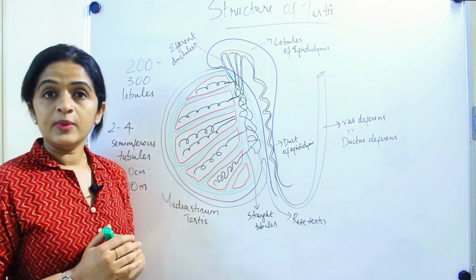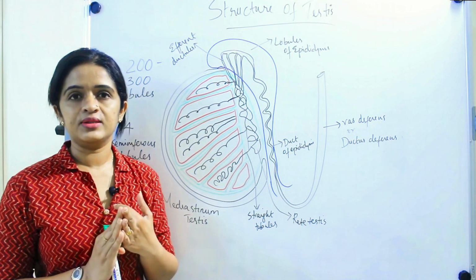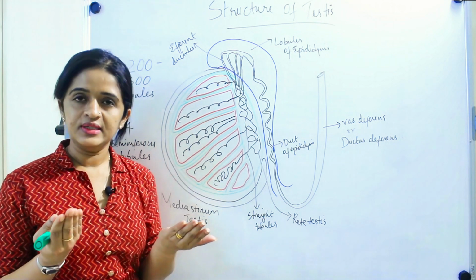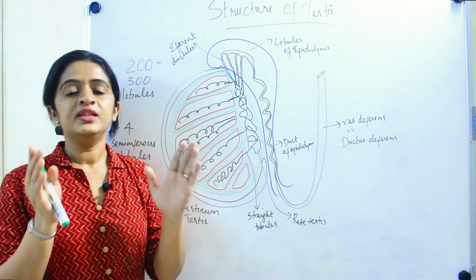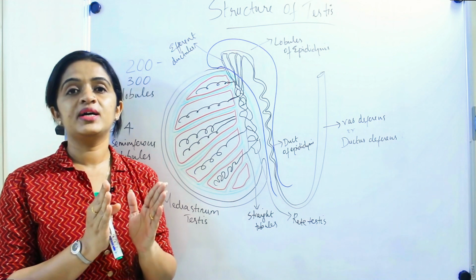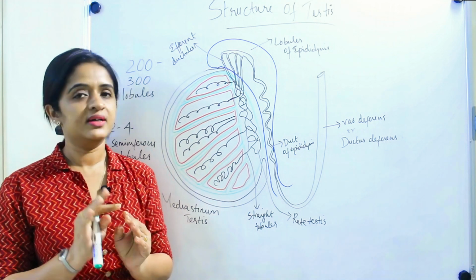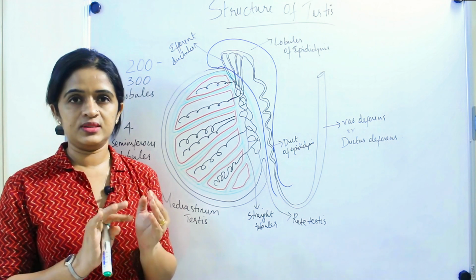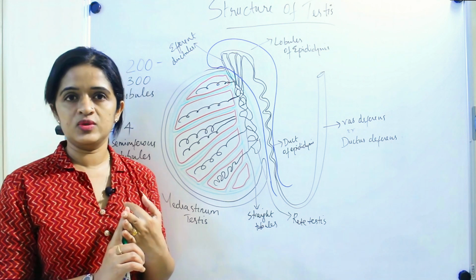When we talk about the structure of the testis, we know the testis has three coverings. Tunica vaginalis is the outermost sac-like covering. It is a closed sac. Then inner to it is the tunica albuginea, and finally the tunica vasculosa. These are the three coverings of the testis: tunica vaginalis, tunica albuginea and tunica vasculosa.